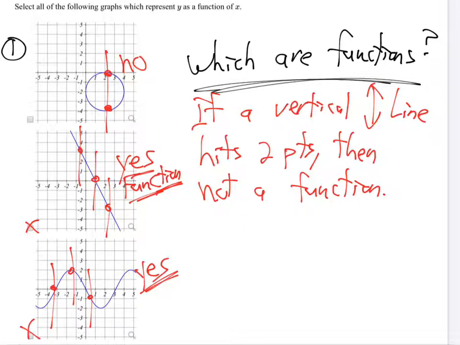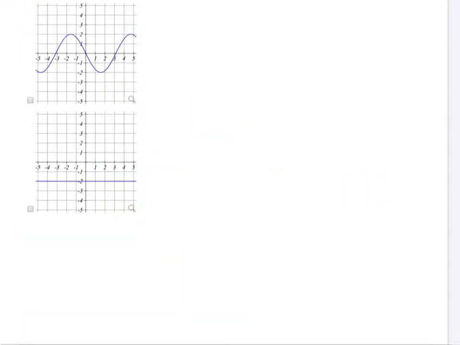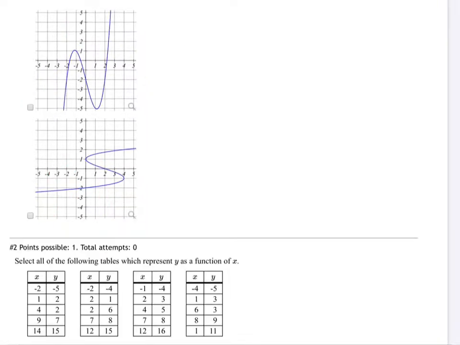Good. They want you just to check the boxes down here, selecting the ones which are functions. How about this, the same question. Keep going. Those two. How about this one? Is this one a function? Yep. These are both yes, yes. Is that good? Next one. Is this a function? Yeah. Every perfectly vertical line hits only 1 point. So yes, that's a function.